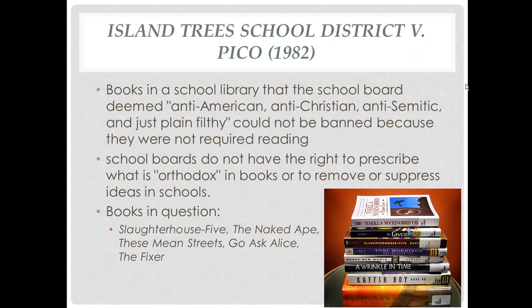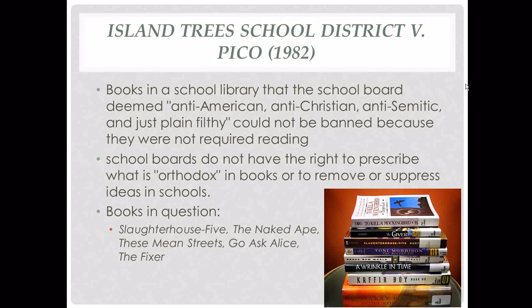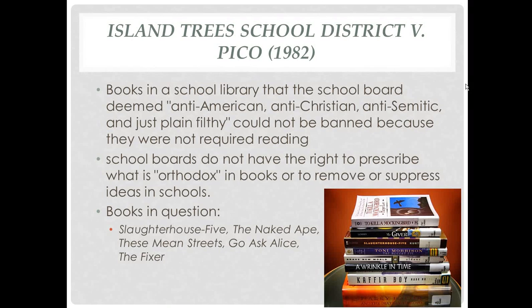All right. This one is about book banning. Island Trees: books in a school library that the school board deemed anti-American, anti-Christian, anti-Semitic, and just plain filthy could not be banned because they were not required reading. So, again, in 1982, I believe you're seeing a change from a sort of liberal court to a more conservative court during this time frame. I'm not sure that this one would stand today, but who knows?